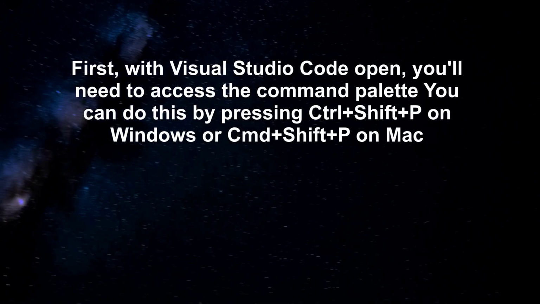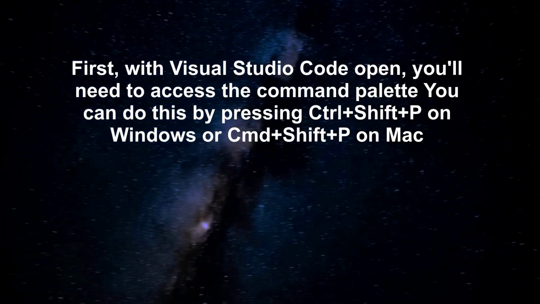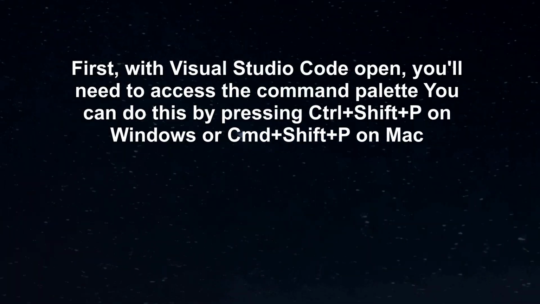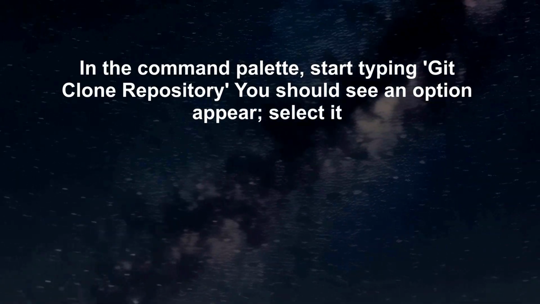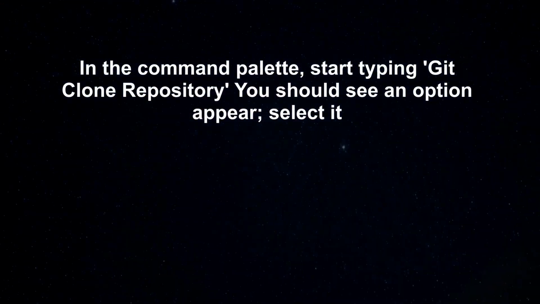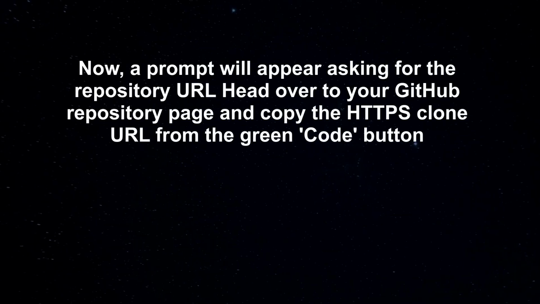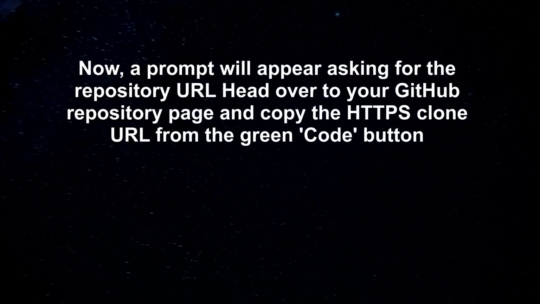You can do this by pressing Ctrl plus Shift plus P on Windows or CMD plus Shift P on Mac. In the command palette, start typing git clone repository. You should see an option appear. Select it. Now, a prompt will appear asking for the repository URL.